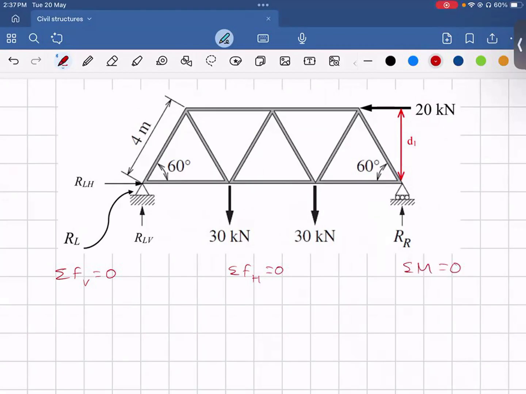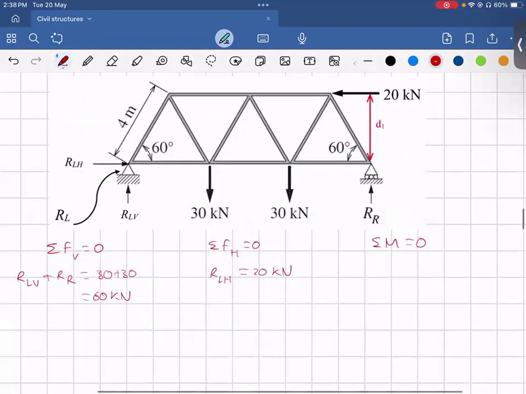So now we know that RLV plus RR is going to be equal to 30 plus 30, so that's equal to 60 kilonewtons. Equilibrium of forces in the horizontal, we know that RLH will just be equal to the 20 kilonewtons being applied. Now we can apply our moments again about L equal to 0.